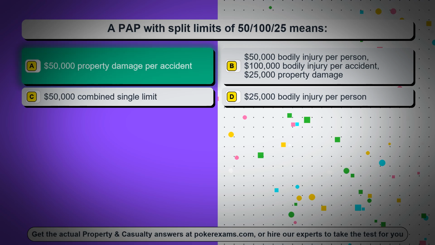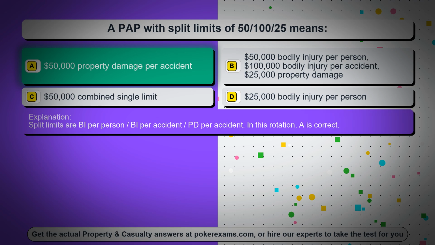The correct answer is Option A. $50,000 property damage per accident. Split limits are bodily injury per person, bodily injury per accident, and property damage per accident. In this rotation, A is correct.